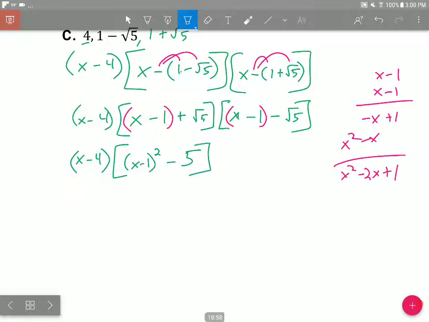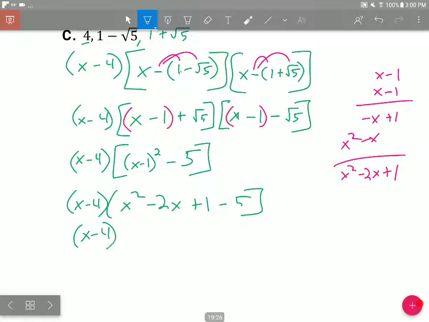Okay, I trust you can do that part, so I'm just flying through it real fast. If you can't do that, let me know. We'll work on that. But x minus 4, and we'll replace that in. X squared minus 2x plus 1 minus 5. Okay. What did we do next? 1 minus 5. Okay, 1 minus 5 is what? Negative 4. So x squared minus 2x minus 4.